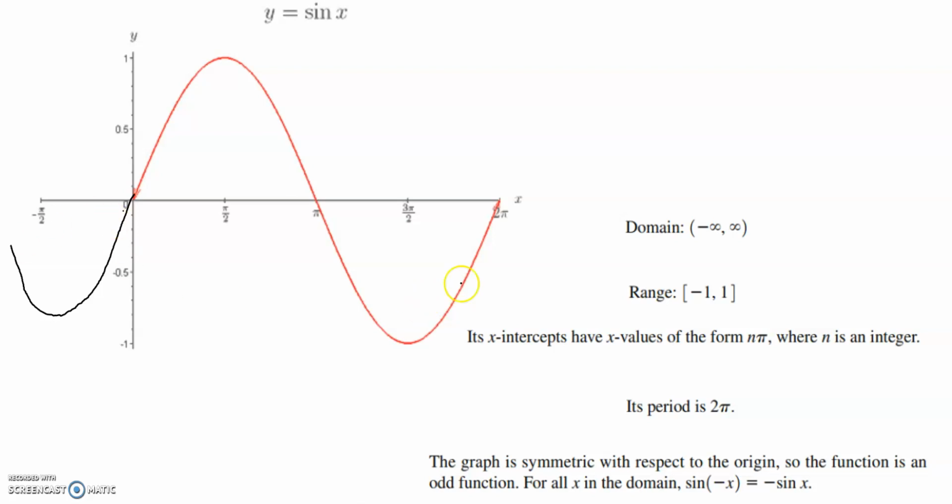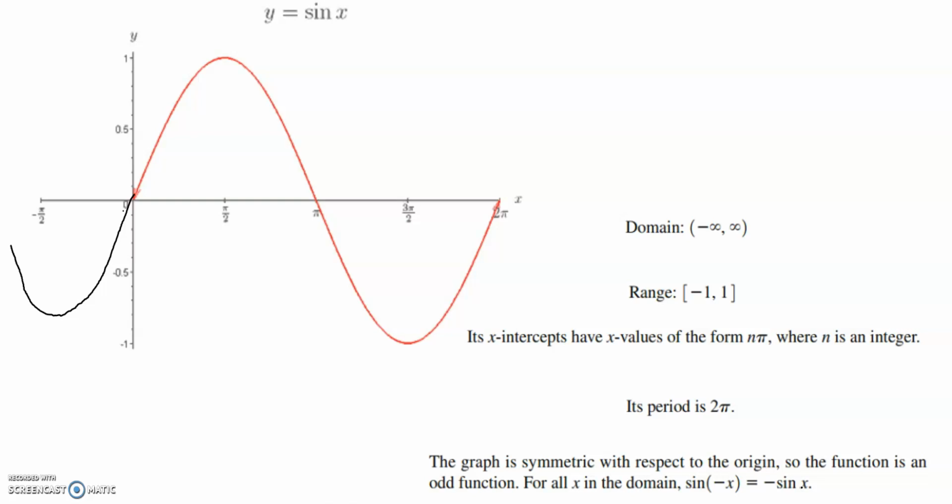And an odd function means whenever I evaluate something that's negative, that's the same as taking the negative of that function evaluated at the positive value. Alrighty, hopefully that makes sense. Okay, and so these are some properties of the sine function.